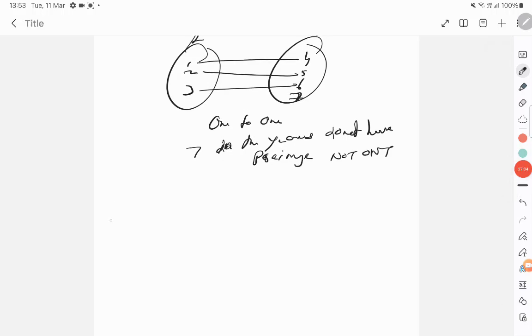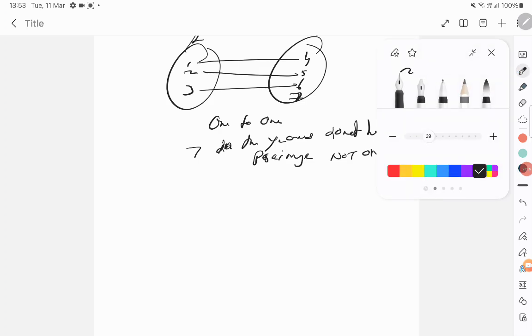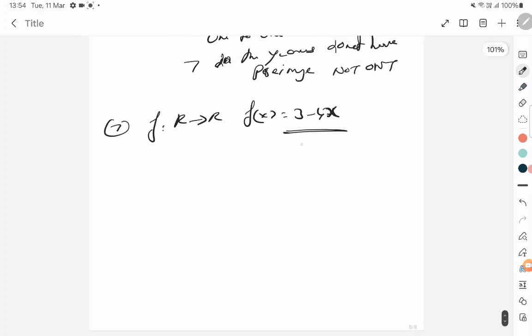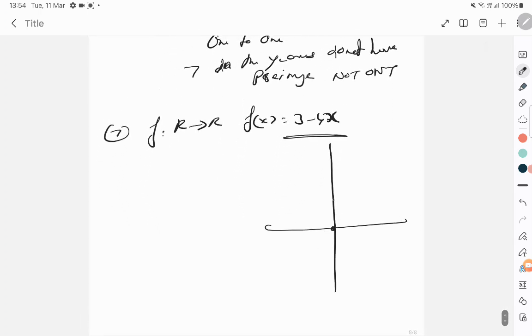Let's go to the 7th question. The function from real number to real number, f of x is equal to 3 minus 4x. Any linear function will be 1 to 1, I have told you, and also onto, because we try to draw this graph. When x is 0, y is 3. When x is 1, y becomes minus 1. When x is 2, y becomes minus 5.